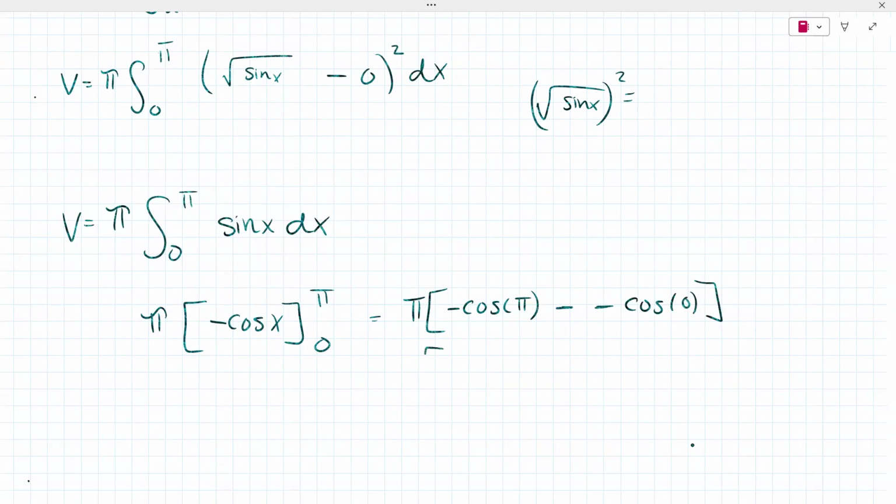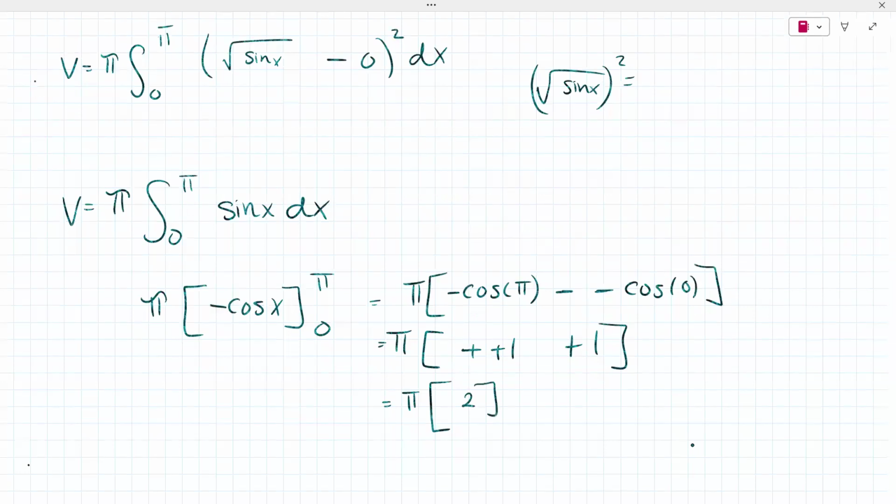Okay. Cosine of pi is negative 1, and then you have an extra minus over here, so we have 2 positive. The cosine of 0 is 1. A negative times negative is positive, so 1 plus 1 is 2. So your volume is 2 pi.